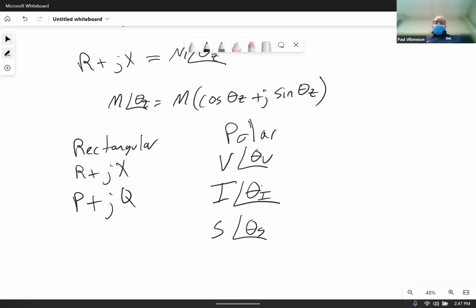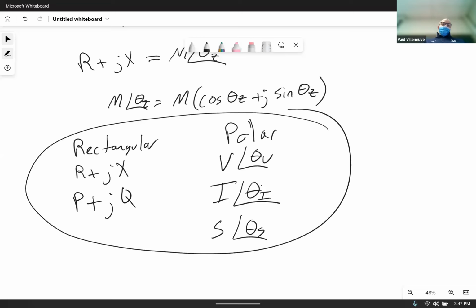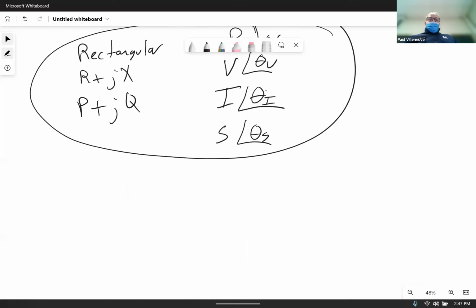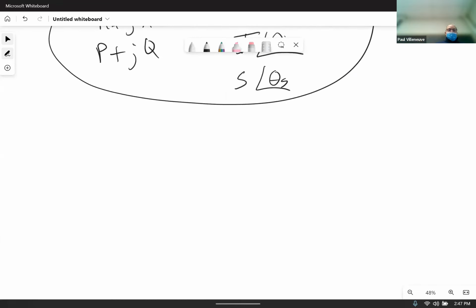So if you do anything with circuit analysis, you're going to have to be able to do both and be very comfortable with those, because that's just how engineers talk. We talk in rectangular, we talk in polar, we do both. We have to be able to do both very comfortably. Okay? So that's just a discussion of rectangular and polar.